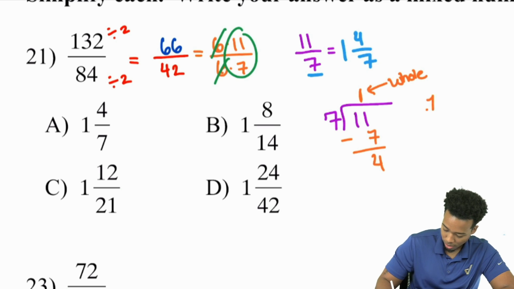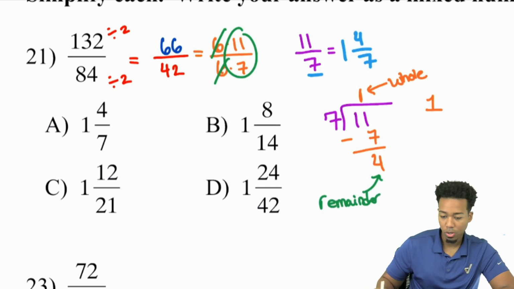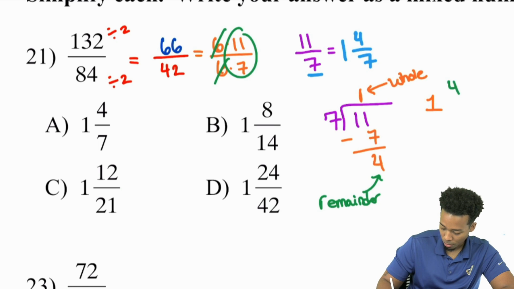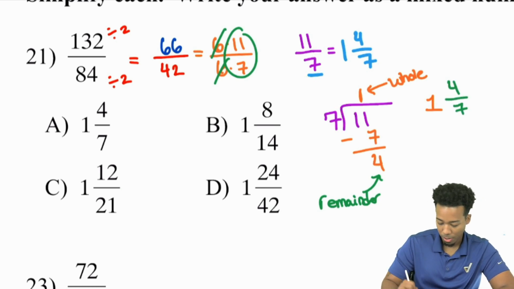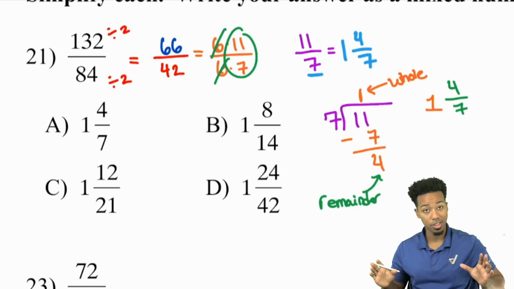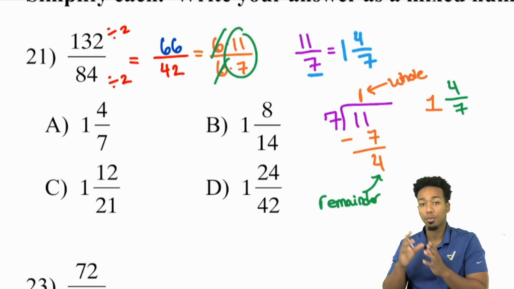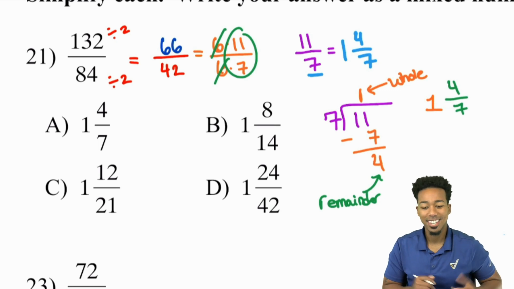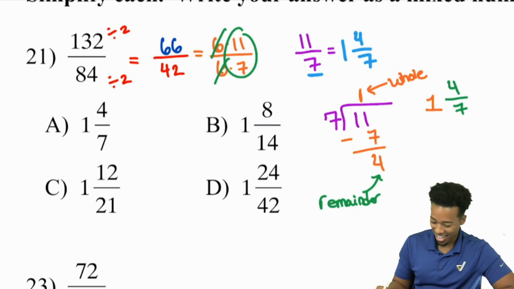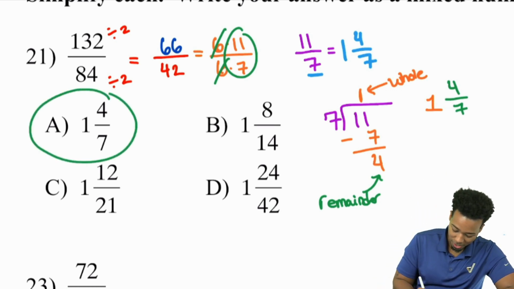So you're going to have 1. And then here, this is your remainder. This is your remainder. And so that's going to be the 4 left over out of the 7, because this is what you were originally dividing by. That's what the denominator was. So you keep the denominator the same. All you're doing is changing it from an improper to a mixed. And that's how we get that done right here. And so boom, 1 and 4 over 7 is what we have.